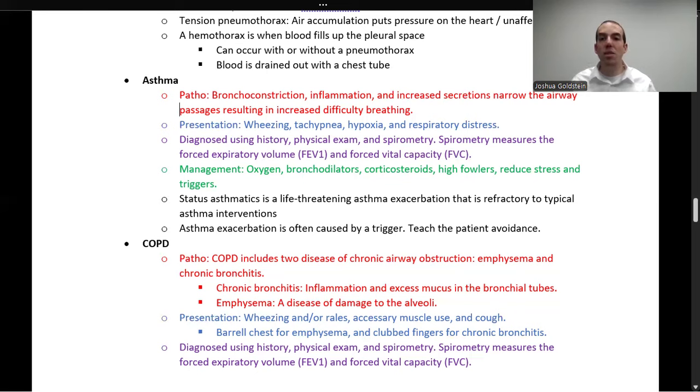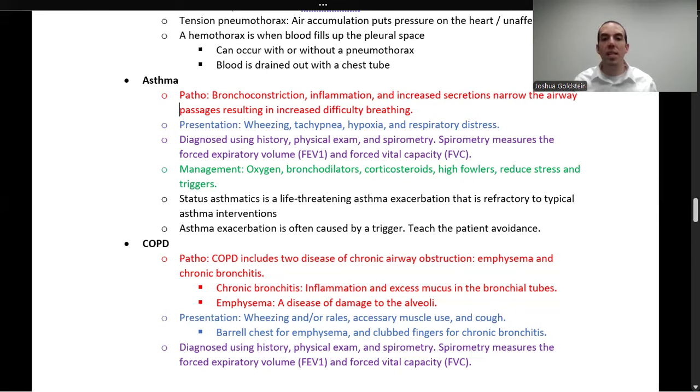We're giving them the albuterol, the steroids, all that, and it's just not working. That's called status asthmaticus, which is a life-threatening issue that must be dealt with very aggressively. Asthma exacerbation is often caused by a trigger. As I mentioned, part of your job as a nurse is to educate the patient to determine what that trigger is and to avoid it.